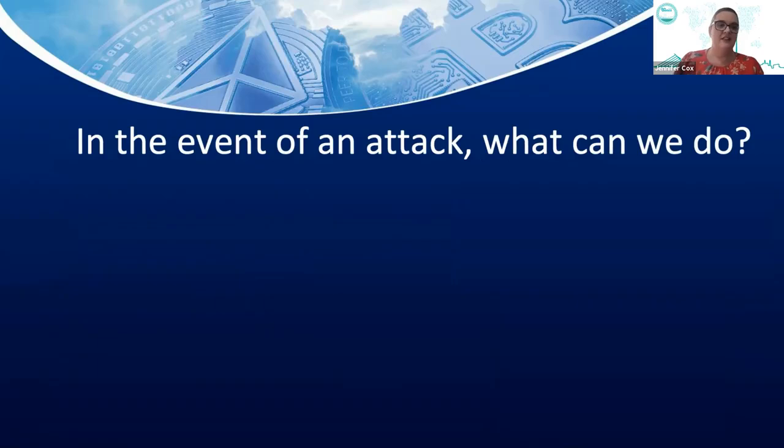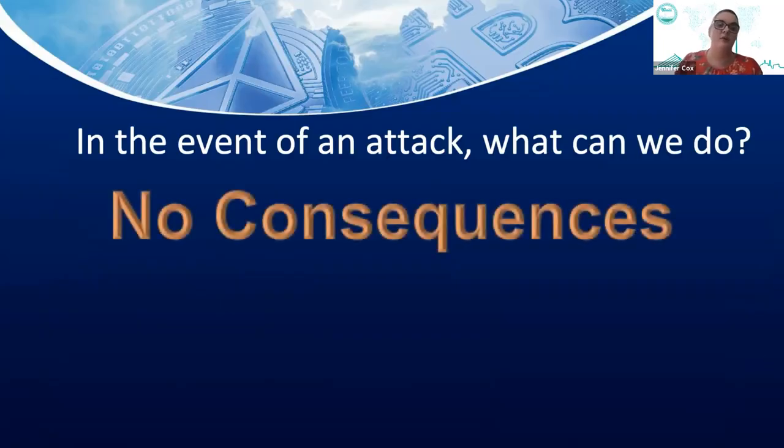So in the event of an attack, if somebody has been successfully socially engineered in your office, what do you do? How do you get around that, or what do you do in regards to learning from that? So the most important part, I would say, is no consequences. I really believe that if your employees feel safe in reporting an incident like this, then you're going to be in a much better position when it comes to protecting your data and protecting your employees.